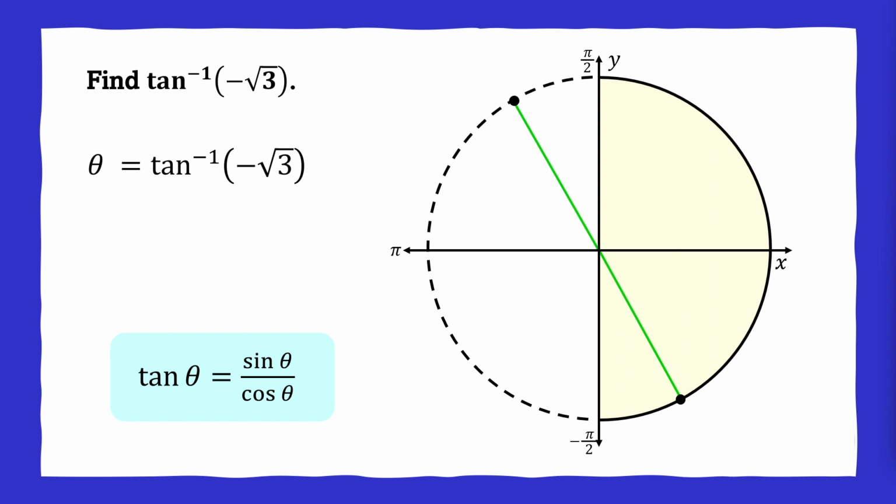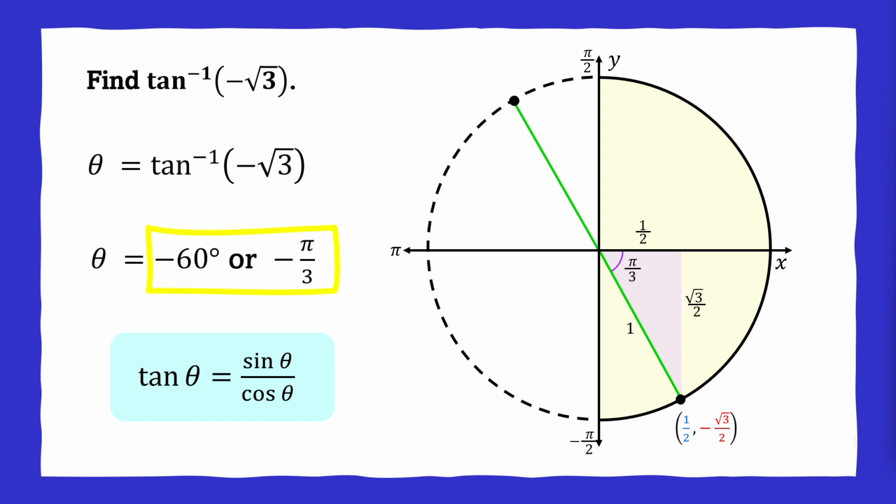At theta equals negative pi over 3 or negative 60 degrees, which is one of the common angles we use, the reference triangle is a 30, 60, 90 triangle, and the tangent of the angle is negative square root of 3. So the tangent inverse of negative square root of 3 is negative 60 degrees or negative pi over 3.